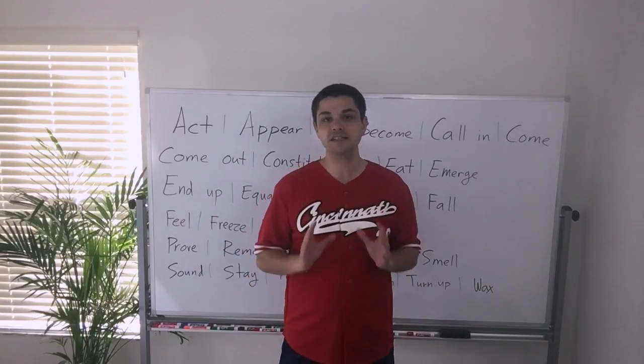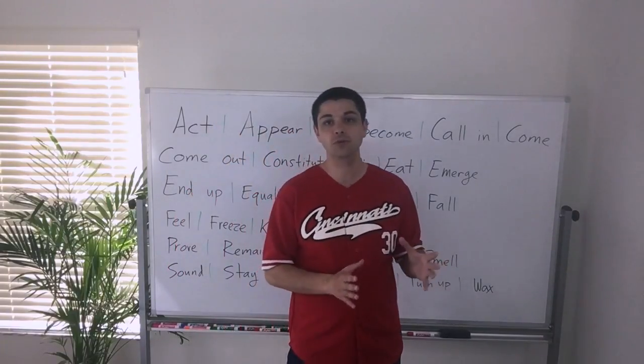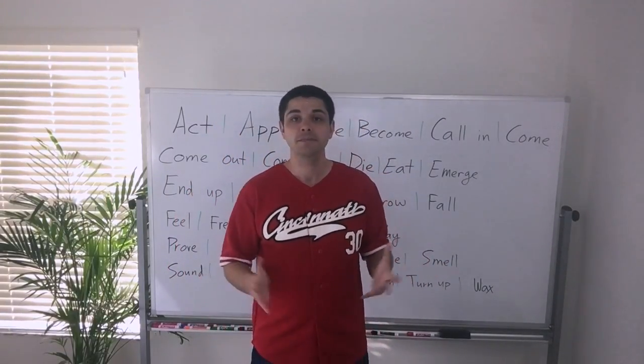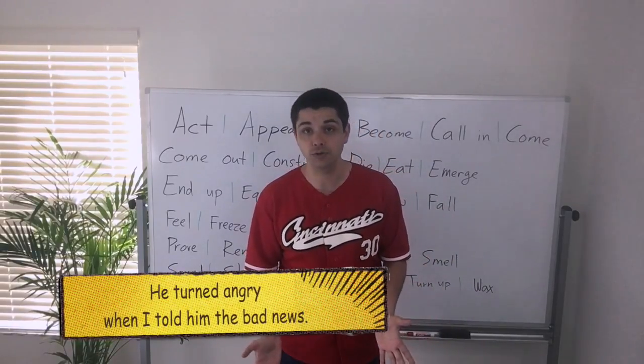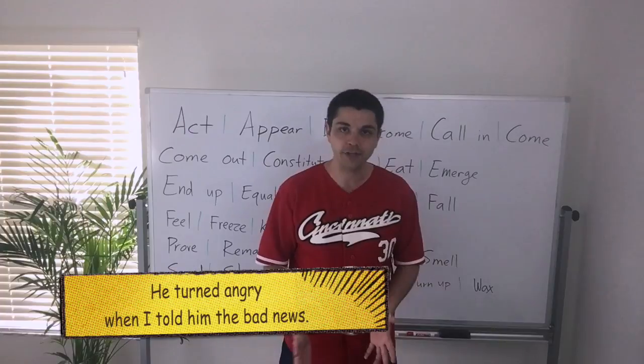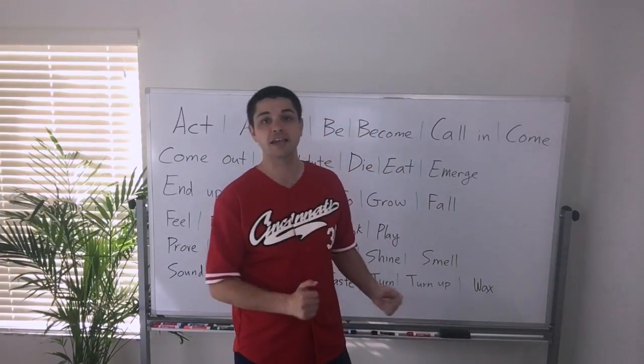All right, our next example is the verb to turn. And this is very close to the verb to become. We could say he turned angry when I told him the bad news. Like he became angry or he got angry, right? They're all very similar, and this is another example of that.